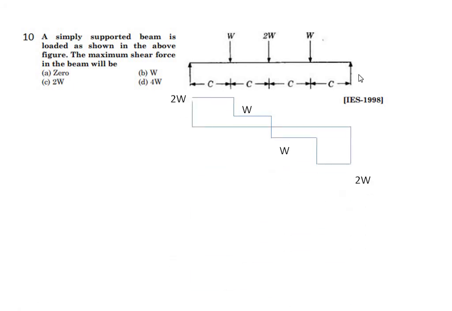So I don't want to go into the detailed calculation. You want to save time. That is the essence of attending GATE exams. So the total force value is 4W. So 2W will be the reaction here and 2W will be the reaction here, right?